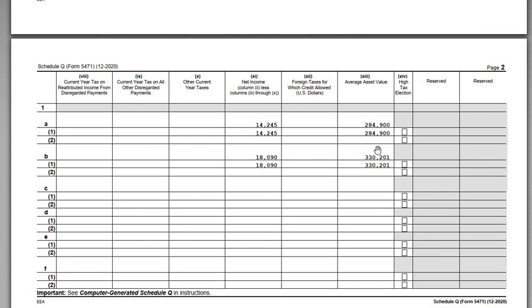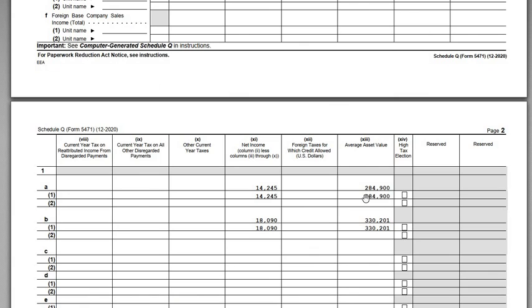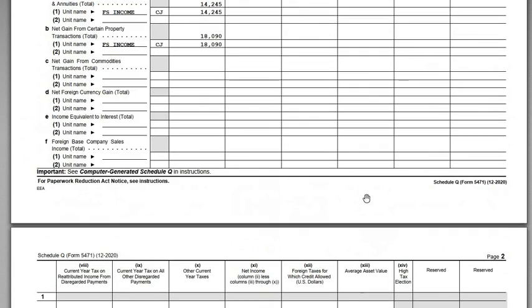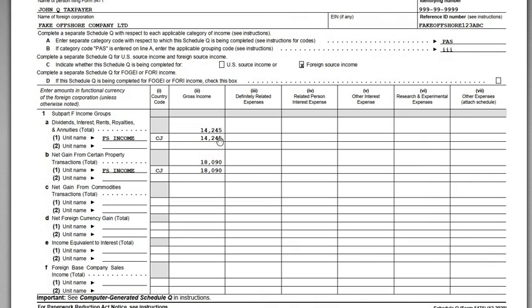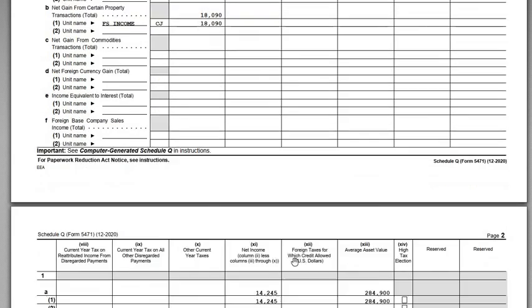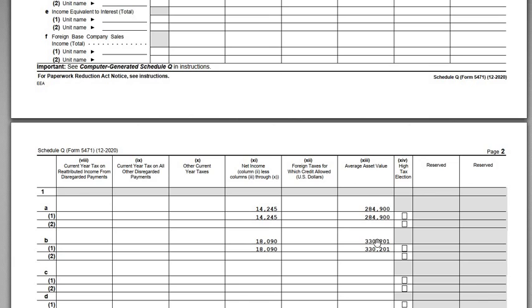So we've entered the average asset values, and there are a lot of methods you can use here. Just use one that's reasonable. For the assets that generated the dividends and the assets that generated the capital gains, you can take an end of the month number for those gross asset values, basically add them all up and then divide by 12, right? So if you have 12 months out of the year, use the end of the month values, add them all up, divide by 12, and you'll get an average asset value.